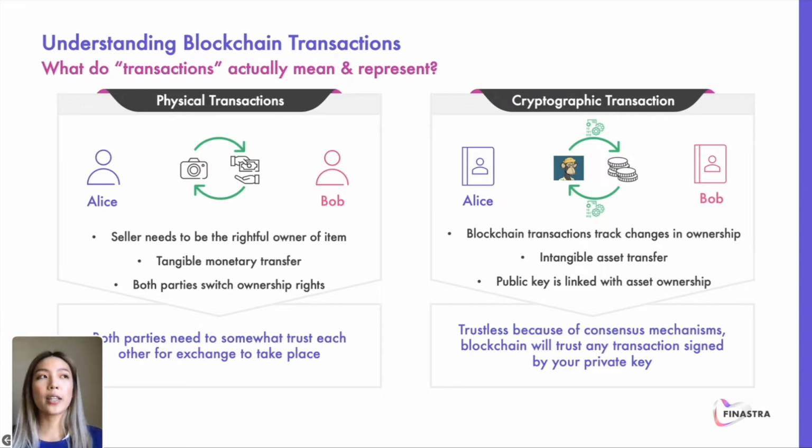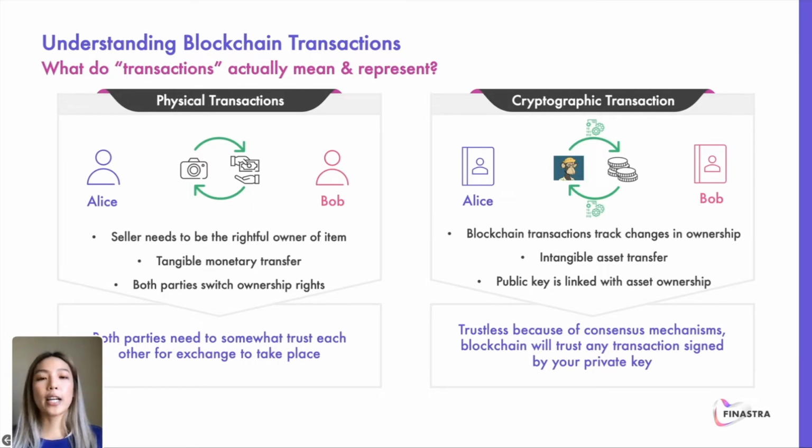Now let's take a look at the cryptocurrency transaction. Let's say that instead of selling a camera and instead of meeting up in person, Alice is now selling a Bored Ape Yacht Club digital asset NFT to Bob. The key difference is that with crypto, the funds are intangible, meaning we can't really touch it and the money isn't physically there. So instead of Bob handing Alice some cash, he's really just transferring ownership of the cryptocurrency that once belonged to him.